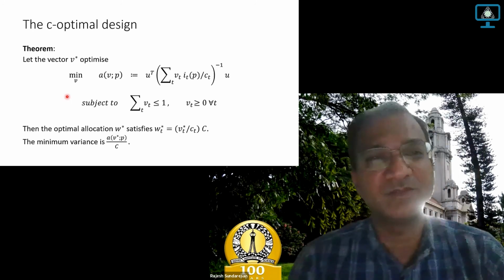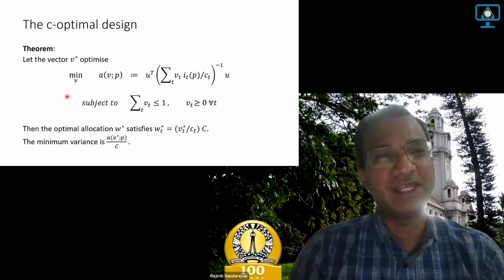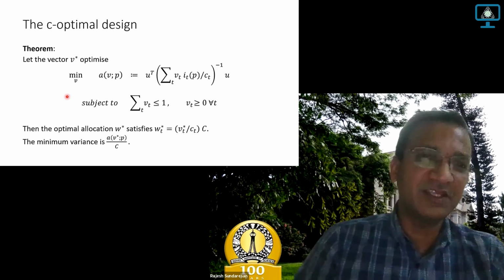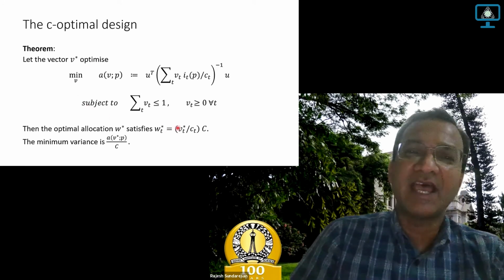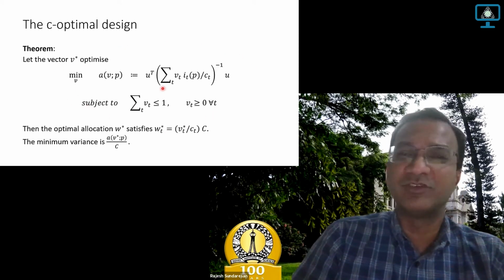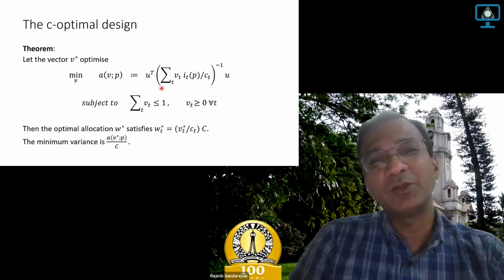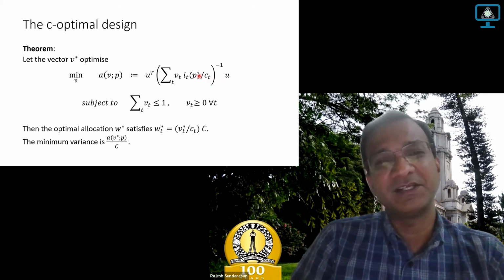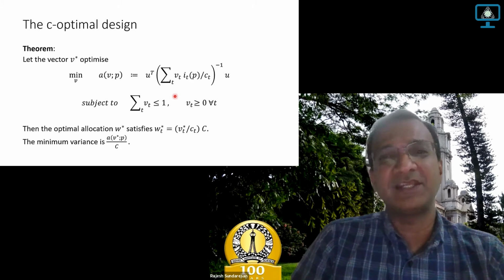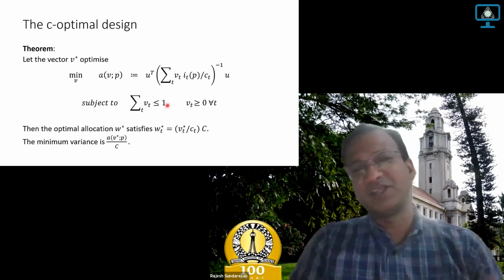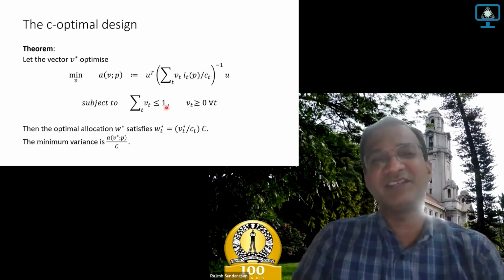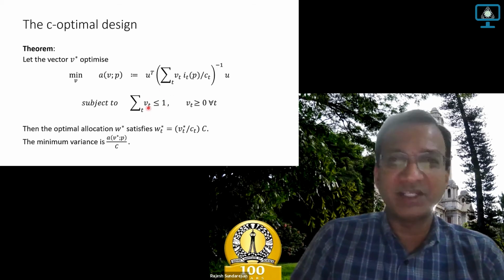So here is a theorem that we can prove. Let V star be something which solves this abstract optimization problem. And you will see that this is actually similar to the variance minimization subject to the budget constraint, except that the budget has been normalized and we have it as 1. And I'll come back to interpret this.